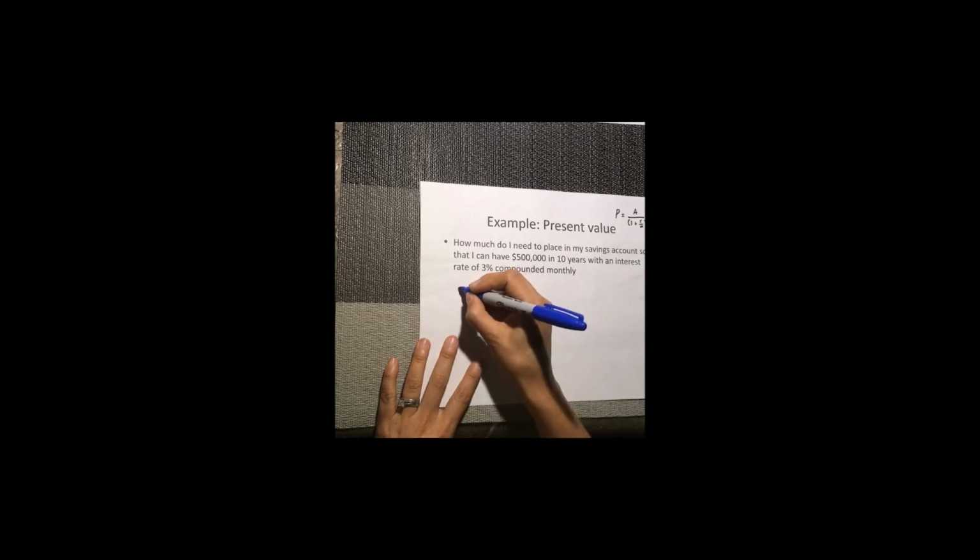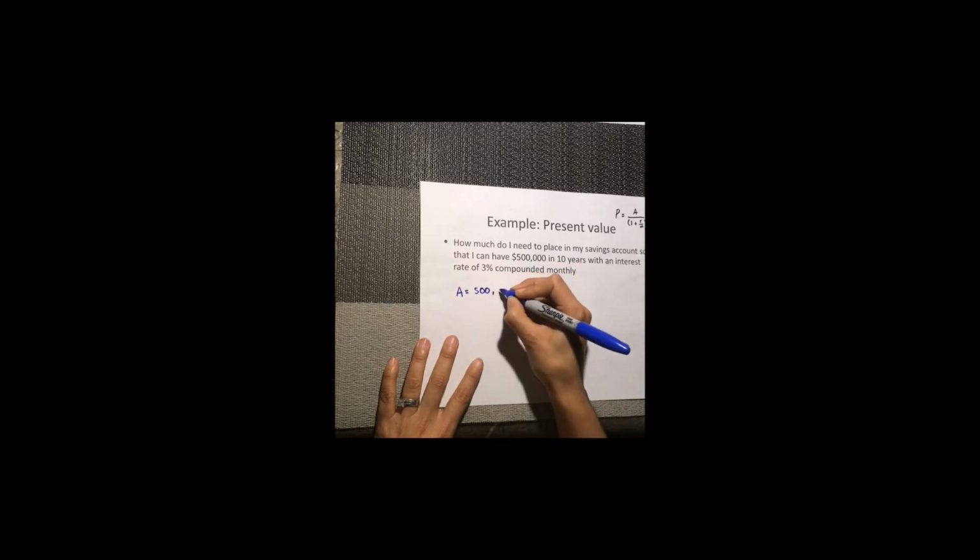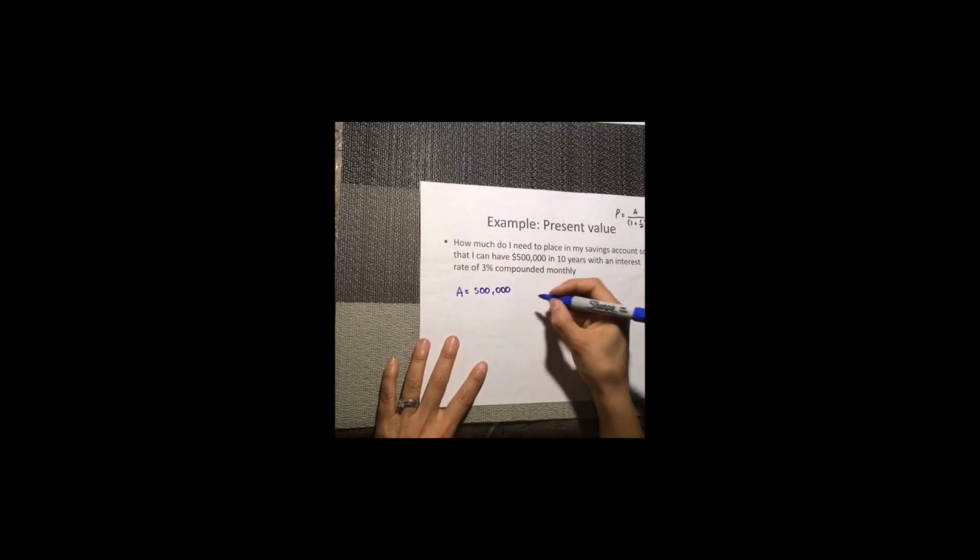So first, we need to identify what we have, and it says that we want to have 500,000 pesos in 10 years. So what we want at the end, the amount at the end that we want is 500,000. The time in which we're going to try to get it is 10 years. And the interest rate is 3%, therefore 0.03. And finally, we said that we're compounding monthly. So again, n is going to be 12.